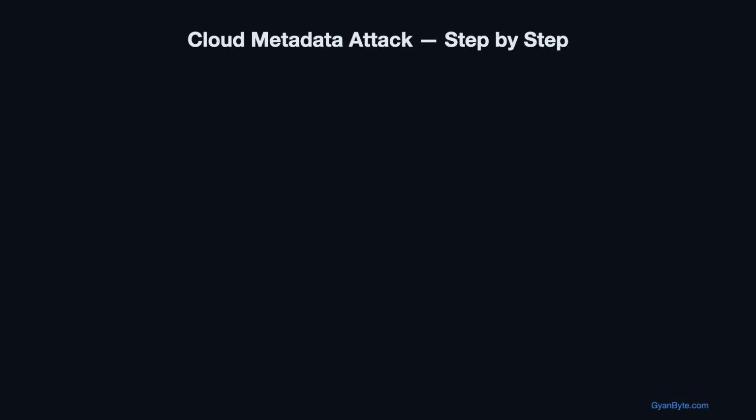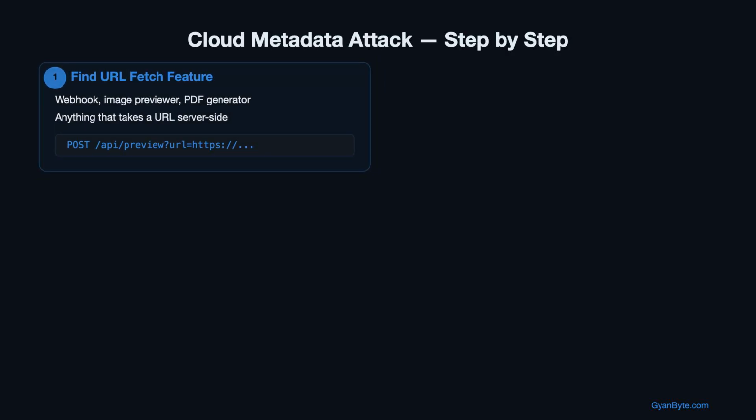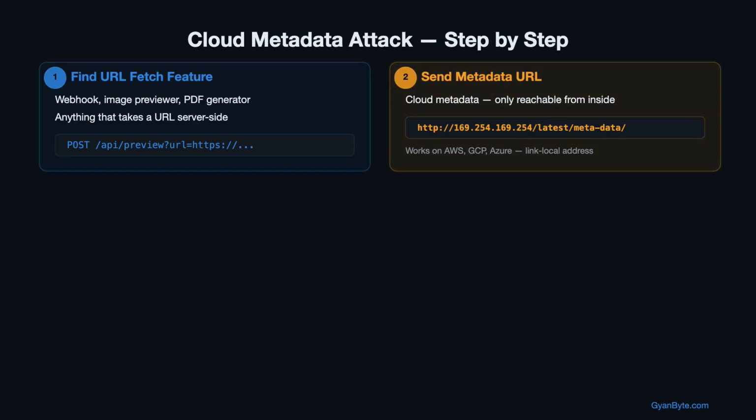The cloud metadata attack. This is exactly how Capital One was breached. Step 1: the attacker finds a feature that fetches URLs, a webhook, an image previewer, a PDF generator. Anything that takes a URL and makes a server-side HTTP request. Step 2: instead of a normal URL, they send this HTTP request: 169.254.169.254/latest/metadata. That's the cloud metadata endpoint. Every AWS, GCP, and Azure instance can reach it. It's a link-local address only accessible from inside the cloud.